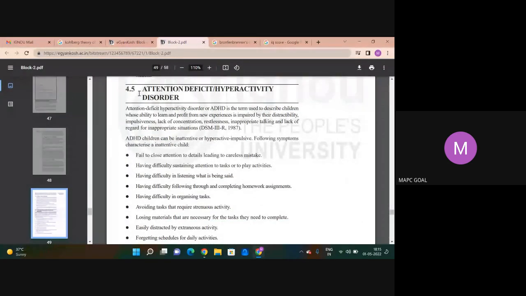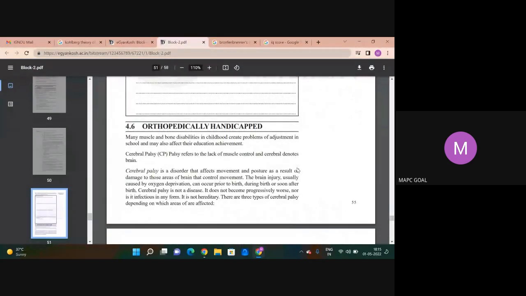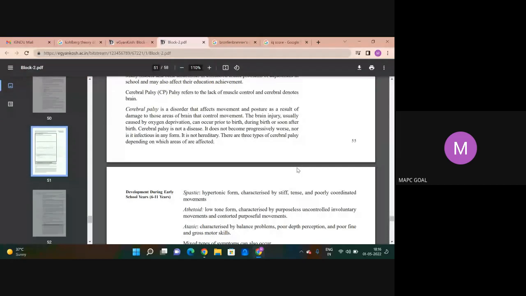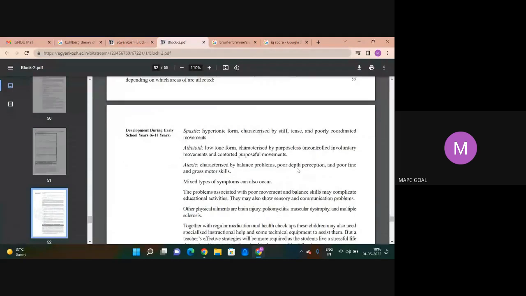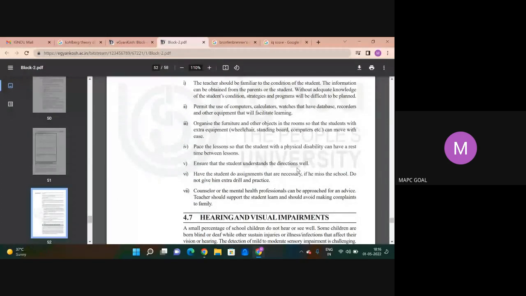Then ADHD, we already have seen. We have seen ADHD according to DSM-5, but don't go with DSM-3. It's an old version. Read DSM-5. It's the new version. And all this activity are mentioned, symptoms and other activities. Then other handicapped situation we find in children is cerebral palsy. That affects the movement, posture, and that controls the brain. So there's this brain injury due to oxygen deprivation during birth and many other causes. Then spastic, stiffness and tense, poorly coordinated movements, and athetoid we have. So it's the involuntary movement and uncontrolled purposeful movement. All these are some part of cerebral palsy, and orthopedically handicapped children are mentioned here.